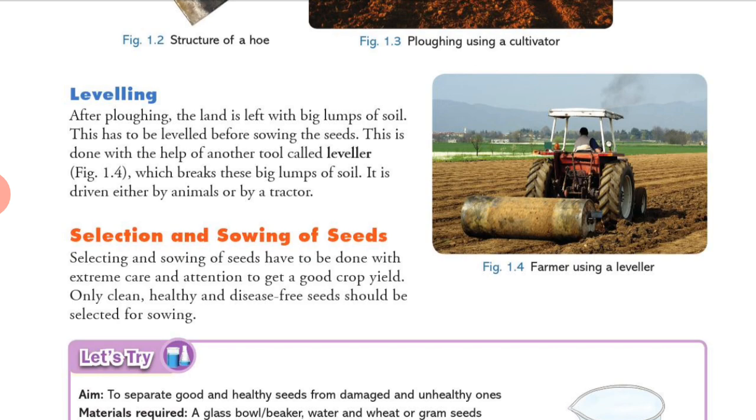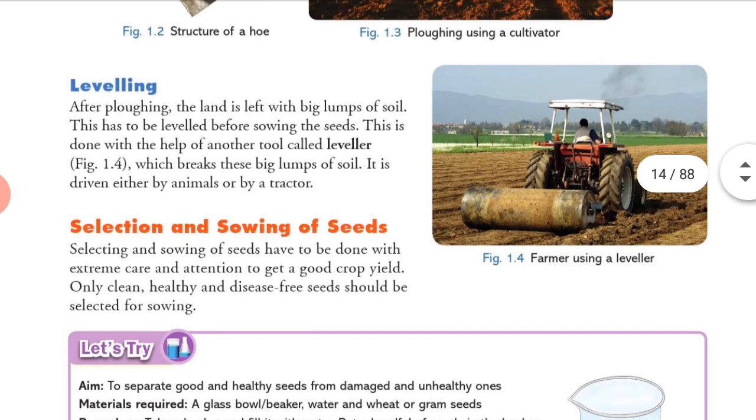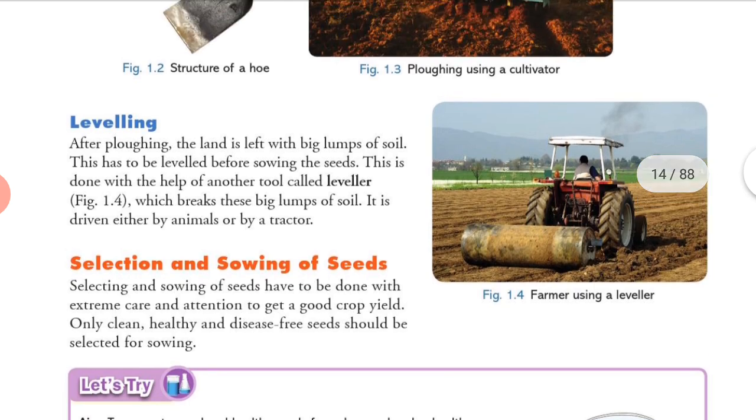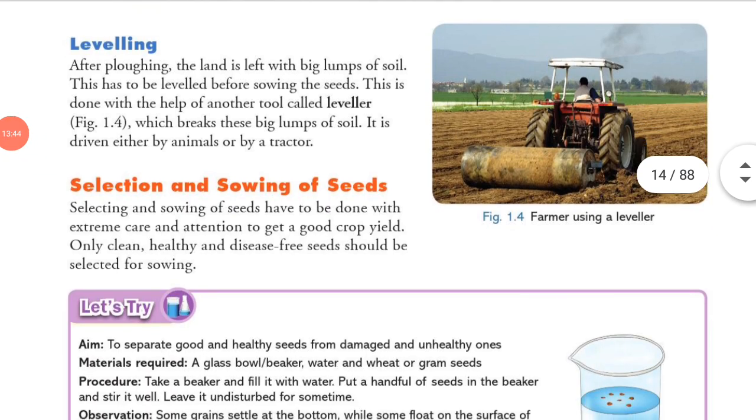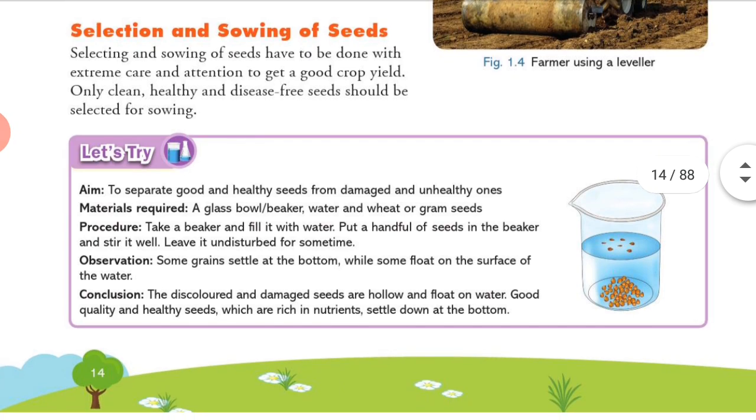Selection and sowing of seeds. Second agricultural practice, basically, is this; leveling was the part of the preparation of soil. Okay, selection and sowing of seeds. Seeds will be selected. The selection and sowing of seeds have to be done with extreme care and attention to get a good crop yield.